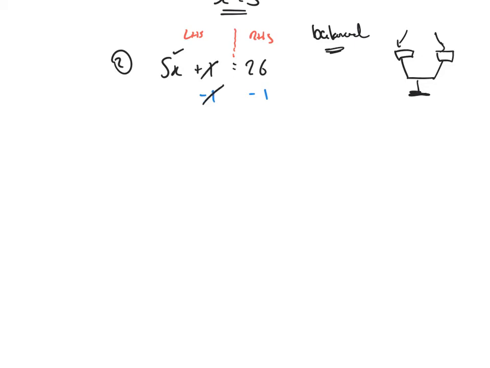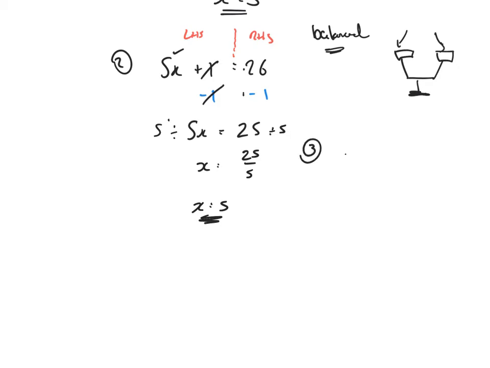That cancels out, and it leaves me with just 5x on the left hand side, and 26 take away 1 is 25. Okay, I'm then going to go back to this notion of balancing. I'm going to divide both sides of the equation by 5. 5x divided by 5 is x, and then that will be 25 divided by 5. I'll write that as 25 over 5, and 25 over 5 is 5.